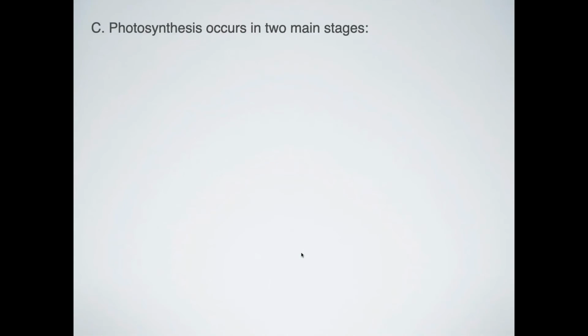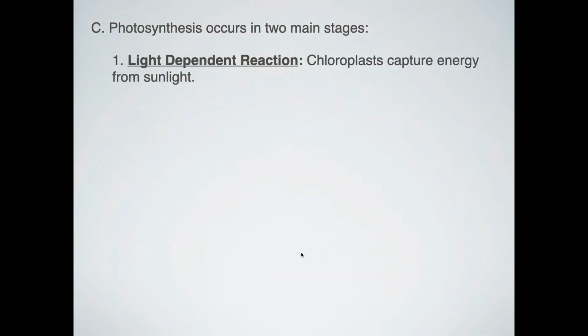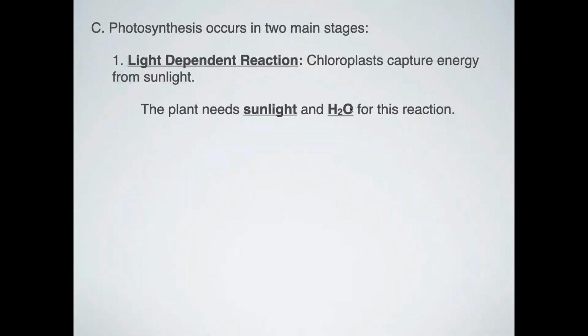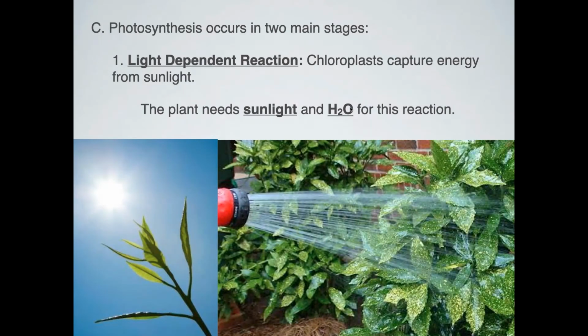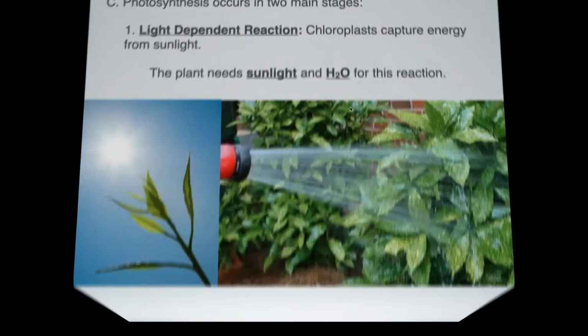Photosynthesis does occur in two main stages. So we have the light-dependent reaction, which means that it needs light, right? And so that's when the chloroplast captures energy from sunlight. And that's kind of traditionally what we tend to think of when we're thinking of photosynthesis. So what do plants need in order for this reaction to occur? They need sunlight and they need water for this reaction. So that's the reason why you got to put your plants out in the sun. And you've also got to water them, because in order to do this portion of photosynthesis, those are the two things that are required. You need sunlight, you need water.